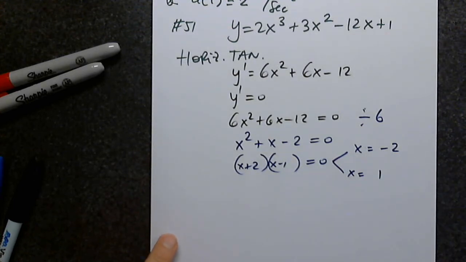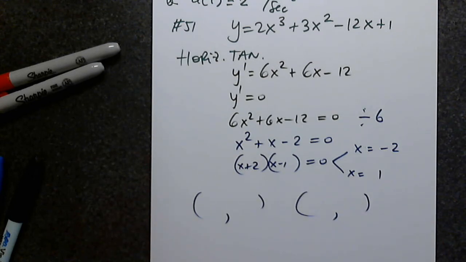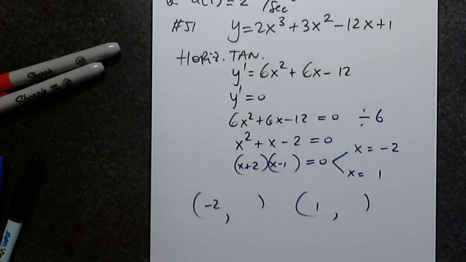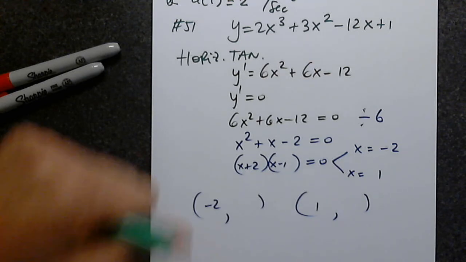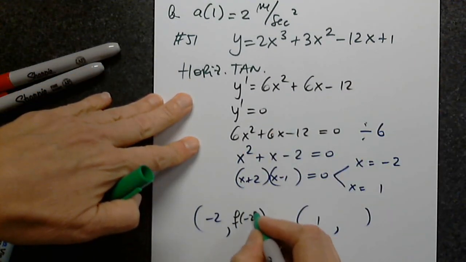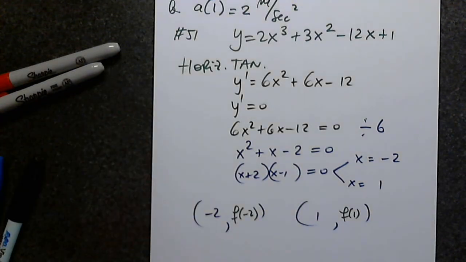But we are asked to find points. We know the tangent to the graph of this function is horizontal when x is -2 and when x is 1, but we're asked to find the points. So what is the last thing I have to determine? I'm just going to say f of -2, which is just a number, and f of 1. And these are the points at which the function has a horizontal tangent.